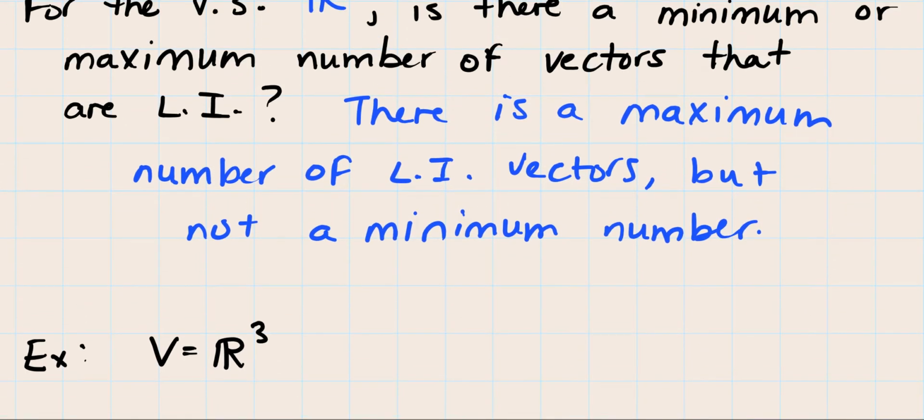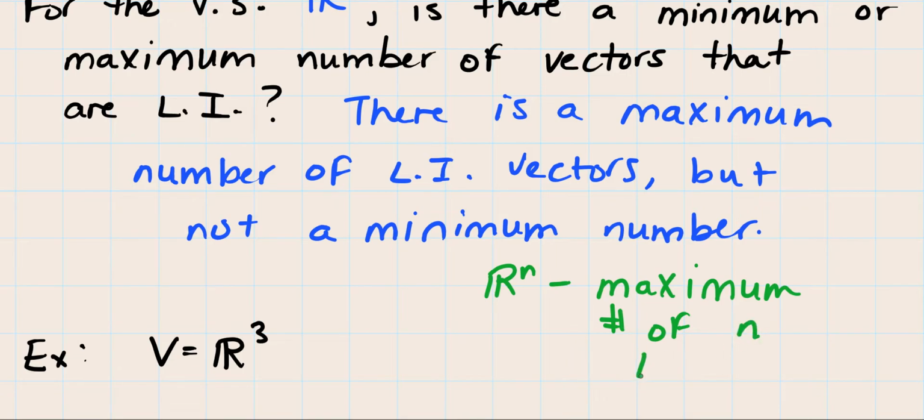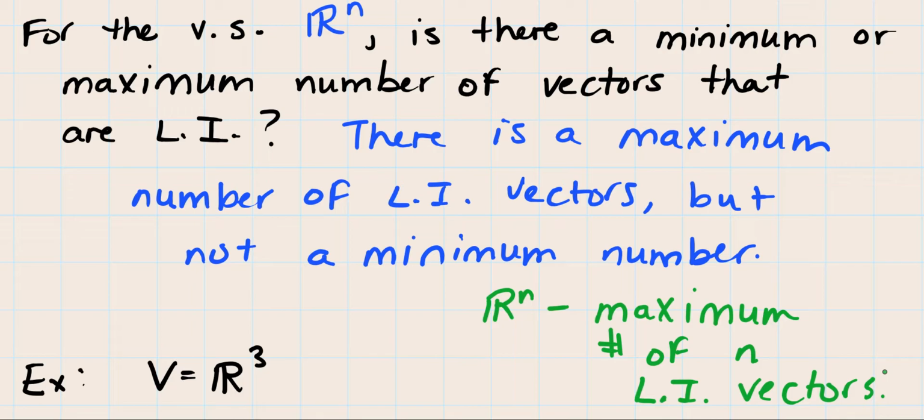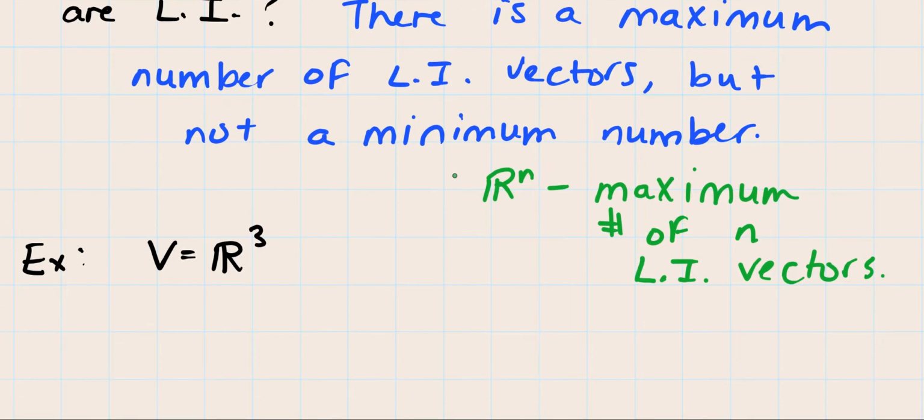So, for Rn, you can have a maximum number of n linearly independent vectors. So for Rn, we can have a minimum number of n vectors that span and a maximum number of n vectors that are linearly independent. This number n corresponds to what we call the dimension of our vector space. And if we can show that we have a set of vectors, n of them, that are linearly independent and they span, then we call that set a basis.